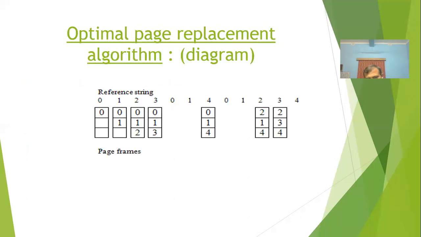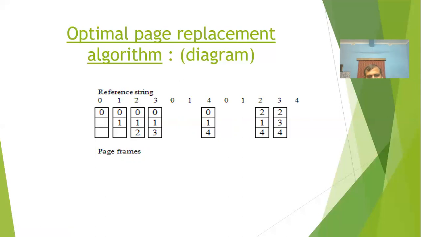The same reference string is shown here, with the same 3 frames. So we will start with page 0. Here a fault occurs for page 0, then page 1, then page 2. So after this reference, all the 3 frames are occupied now: 0, 1, 2. And then we require page number 3, but page number 3 is not currently in the memory, so we have to remove one page here. Now which particular page to remove? That is the question.